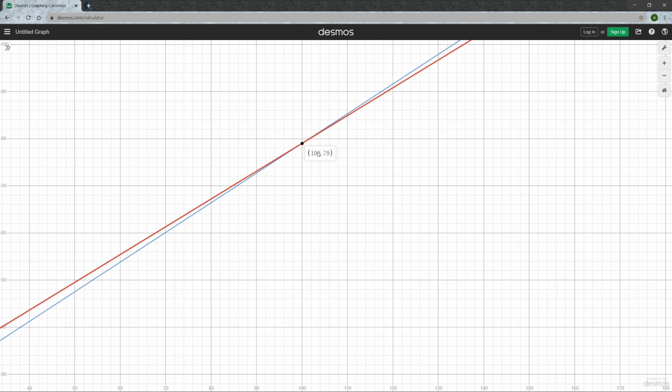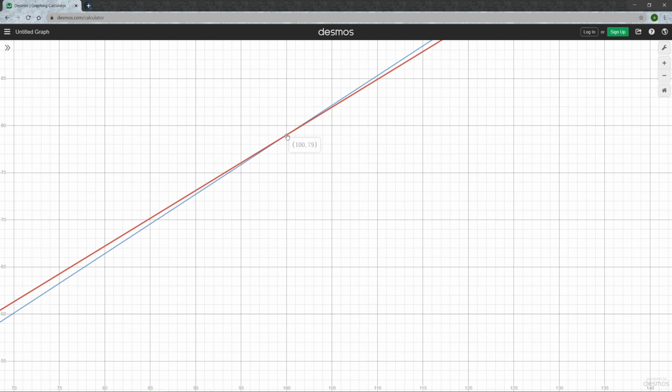So this input value is 100. So after 100 miles, the costs of U-Haul and Budget will be equivalent, and that cost will be $79. So the price point that they are both equal to at 100 miles is $79.